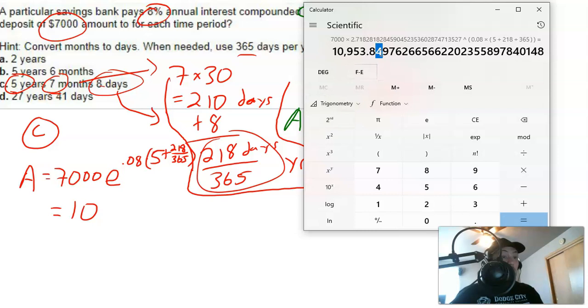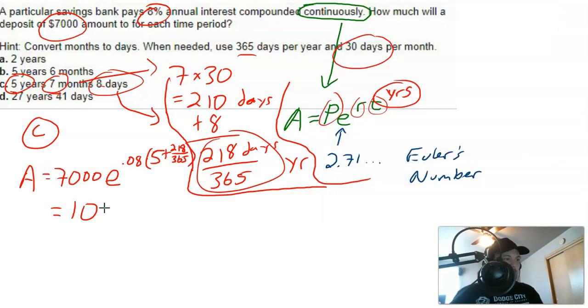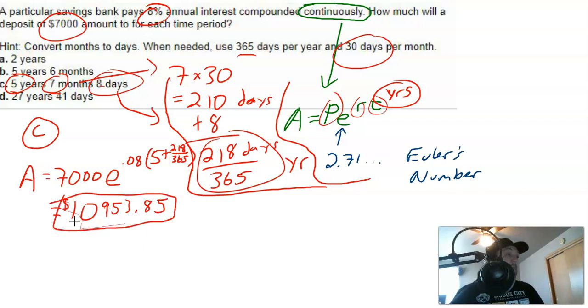953.85, right? So again, that 4 has to get rounded up because of that 9. So 953.85. See if I can remember that for 2 seconds. All right, 953.85. I think that was right. You guys can check me on that. Okay. All right, so that'd be the answer for part C.